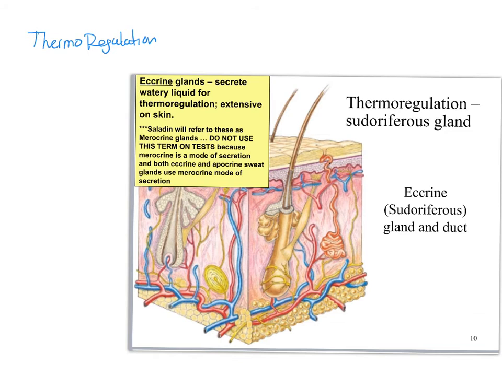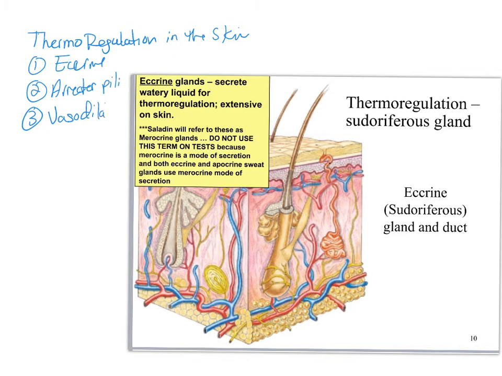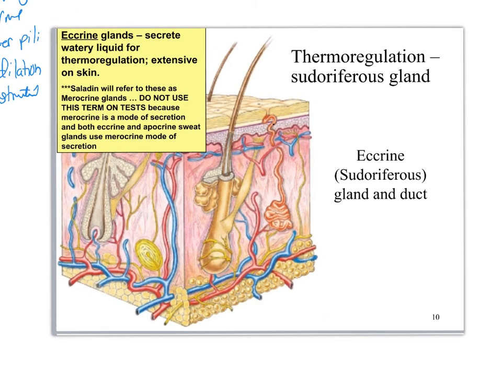All right, for thermoregulation in the skin, we have three major mechanisms going on. You have the activity of your eccrine gland, you have the activity of the erector papillae muscle, and then you've got vasodilation and vasoconstriction with blood vessels.